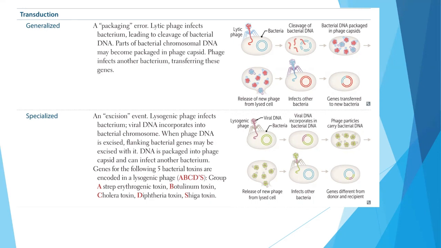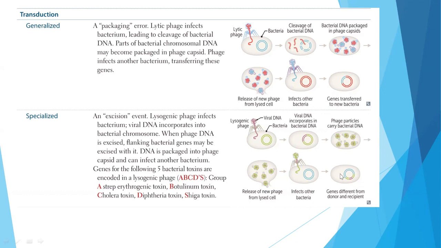Specialized transduction is an excision event. When the lysogenic phage infects the bacterium, the viral DNA incorporates into the bacterial chromosome, and when the phage DNA is excised, the flanking bacterial genes may be excised with it. So you can see the viral DNA here, and this is the bacteria. The viral DNA incorporates in the bacterial DNA. And again, when the phage particles carry the bacterial DNA, it can divide inside the cell. When there is release of new phage from the lysed cell, it infects another bacterium. Now this new phage will infect another bacterium, and again the genes are different from the donor and recipient.